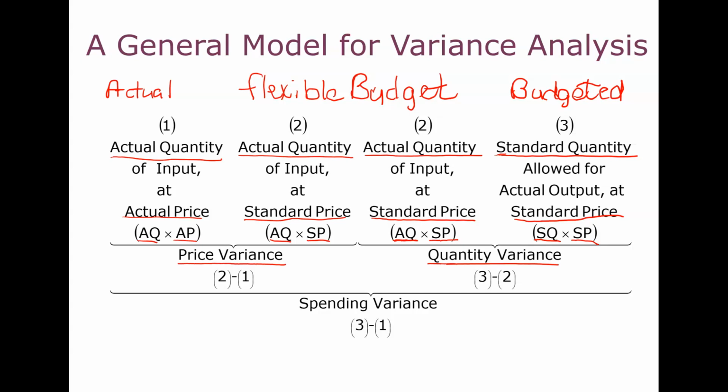If you take the difference between your price and your quantity variance, you do get your overall spending variance. But in actuality, we want to know the price variance and the quantity variance so we can find out what department we need to go to research the variance.